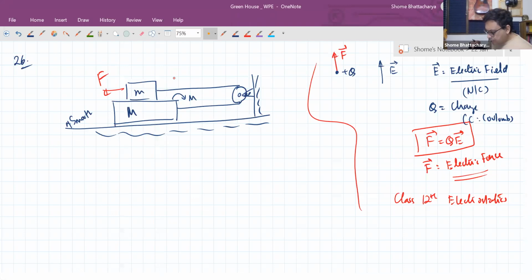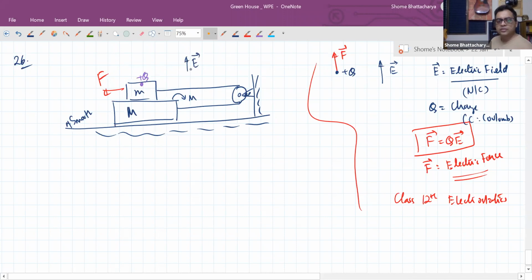Suppose electric field exists in space in the vertically upward direction. The upper block carries Q on its top surface. So the upper block has a charge plus Q fixed to it. The lower block does not. And there happens to be a uniform electric field upwards also like this. Then we have to find the acceleration of the two masses, maximum horizontal force so that they don't move and all that. Okay. So let's understand.